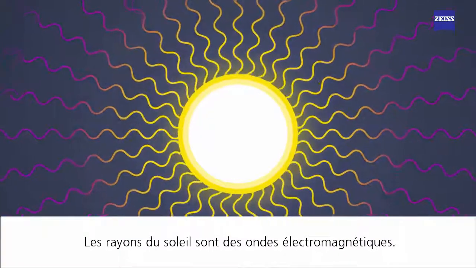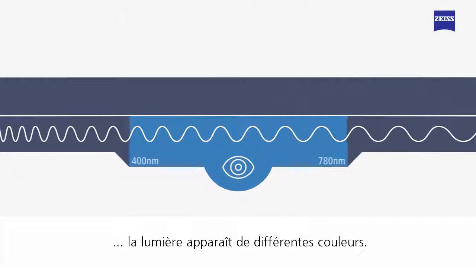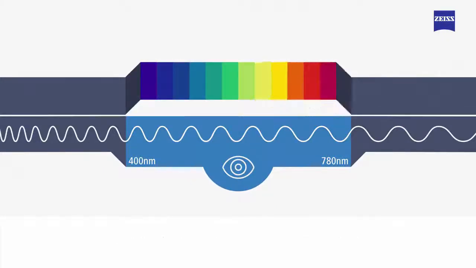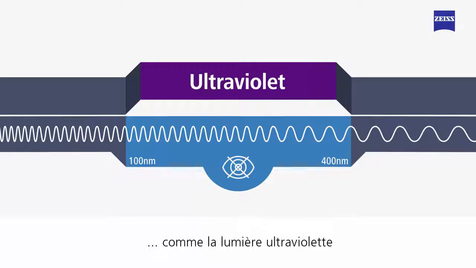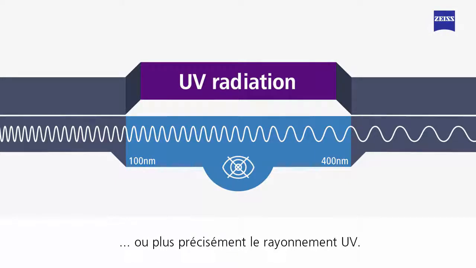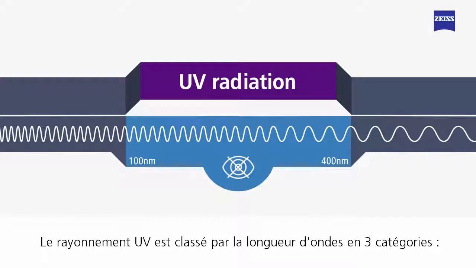The rays of the sun are electromagnetic waves. Depending on their wavelength, the light appears in different colors. But there are also invisible components, like ultraviolet light, or more precisely, UV radiation. UV radiation is classified by wavelength into 3 categories.